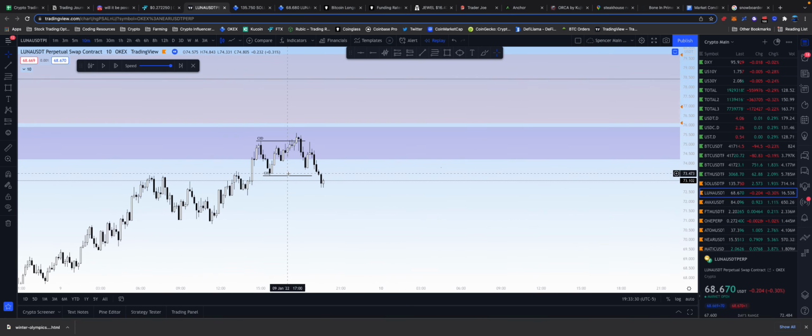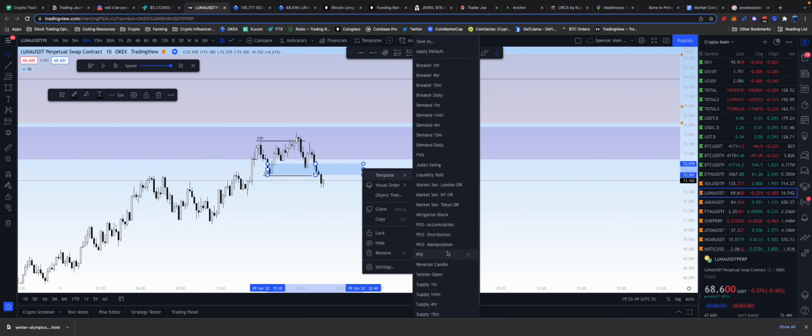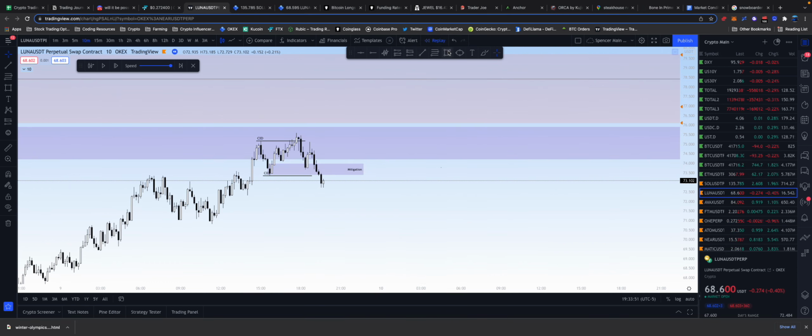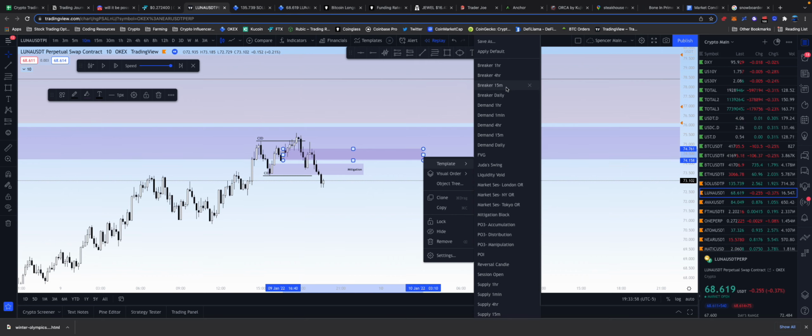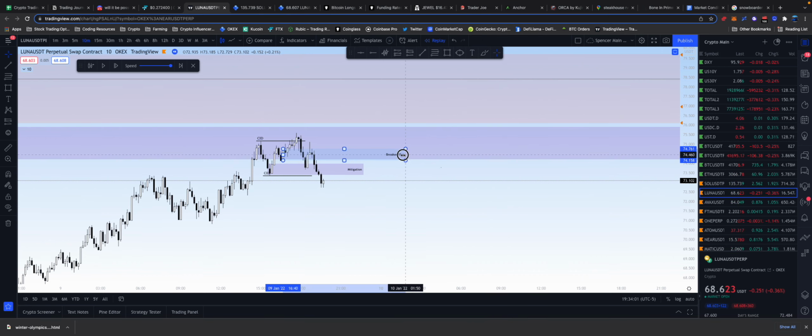It's a small range. I think it's only, what is it? 2.5%. So it's a little wide. Luna's been very volatile lately. So what we can do is we can mark out our areas of interest. So obviously we have the mitigation, and we have sort of our breaker, if you can say, right here. Just marking these out. Those are my areas of interest.